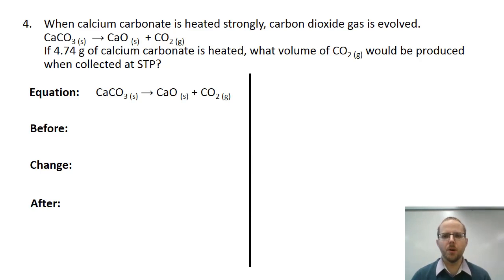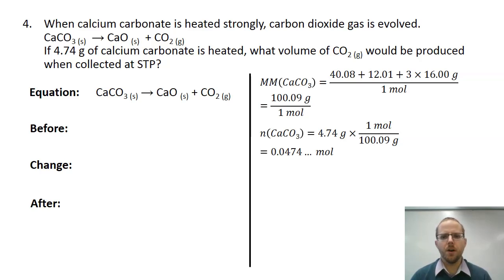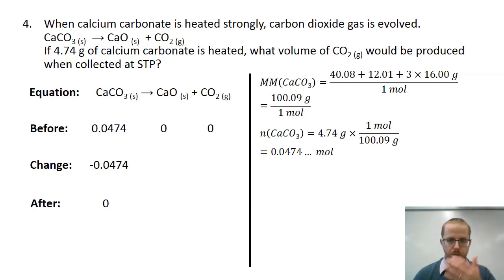But because we haven't started with moles, we need to do the mass to mole conversion to fill out that before line. So we work out the molar mass of calcium carbonate, and we end up with 100.09 grams for every 1 mole. And then we relate that with our 4.74 grams of mass to work out the moles of 0.0474 moles. So we put that in our before line for calcium carbonate, 0 for both of our products. And then because we are assuming, the principle is that all of that calcium carbonate is being used up so that we can fill out the column underneath the calcium carbonate to end up with 0.